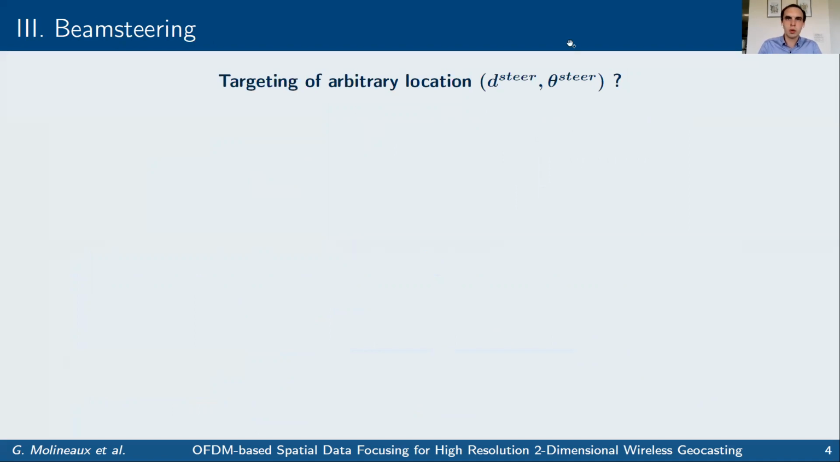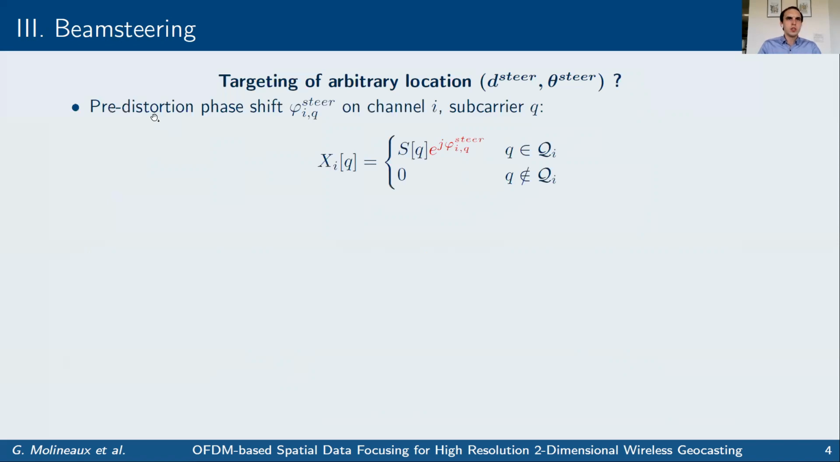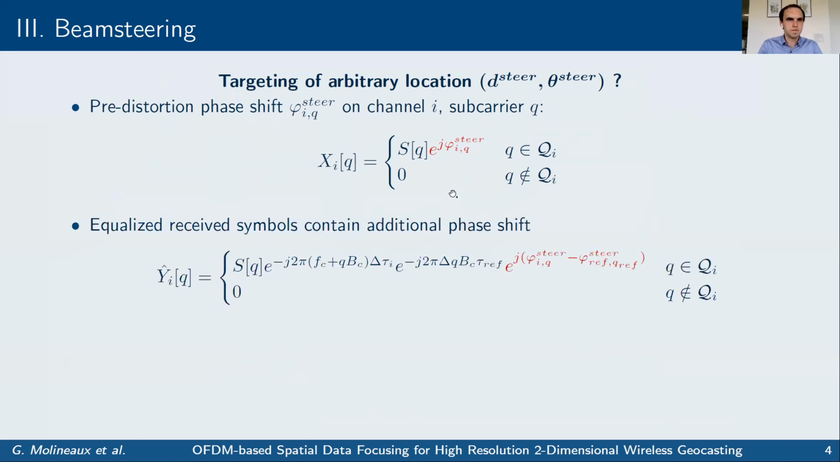So for this, imagine that we want to create a location or a spot, a focus point of low bit error rate at the polar coordinates of d_steer, the distance between base station and receiver, and theta_steer, the azimuth angle of the receiver with respect to the broadside direction. Now, to do this, we introduce a pre-distortion phase shift on the symbols on each channel i and each subcarrier q. This one is visualized here in red on the slides.